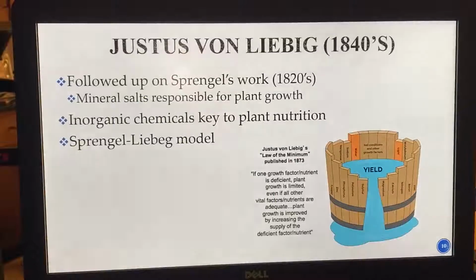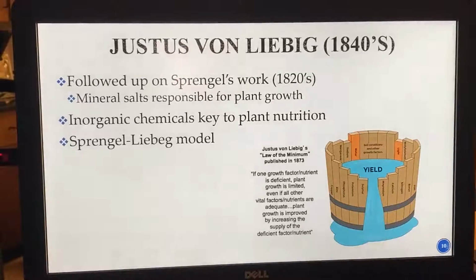As we start getting into the more soil fertility part of it, Von Liebig piggybacked off of Sprengel's work and found that the mineral salts are responsible for the growth. So they started doing the research and found, from Van Helmont's experiment, that the nutrients in the soil actually were the reason why the plant grew. Von Liebig's law of the minimum says that crop yield is basically correlated to the minimum level of the most deficient nutrient, whether it be water, whether it be light.